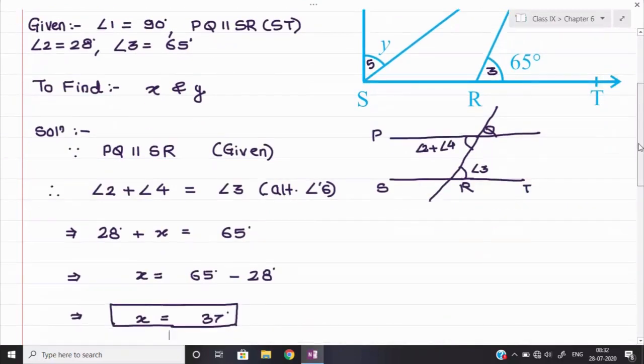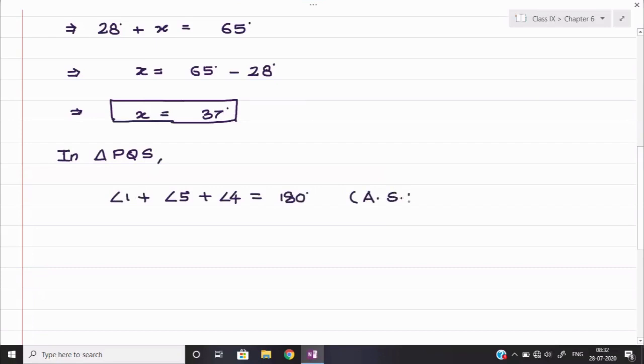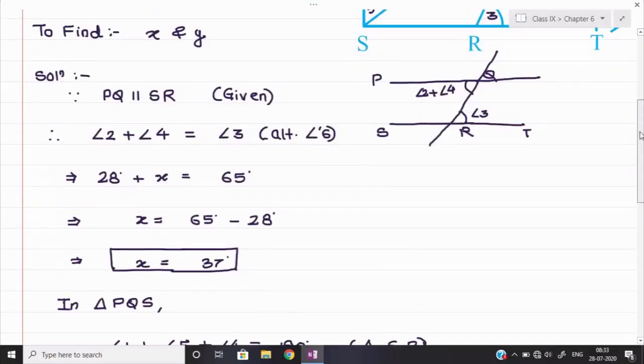So let us write that down first. In triangle PQS we can say that angle 1 plus angle 5 plus angle 4 is equal to 180 degree. This we can say with the help of the angle sum property. Now let us see which values we know here. Definitely we know some values, and we will get the one unknown value after solving it.